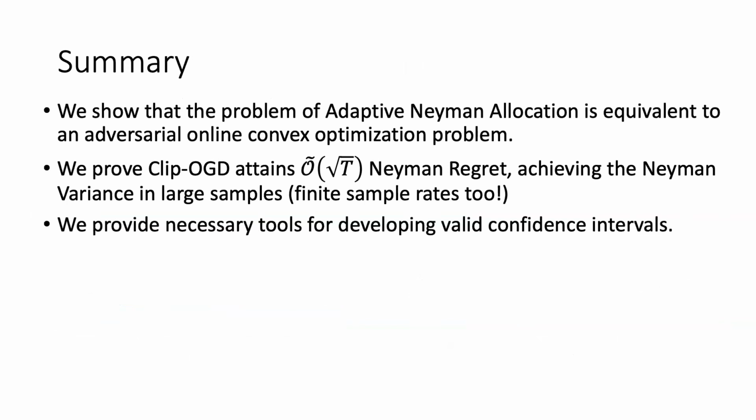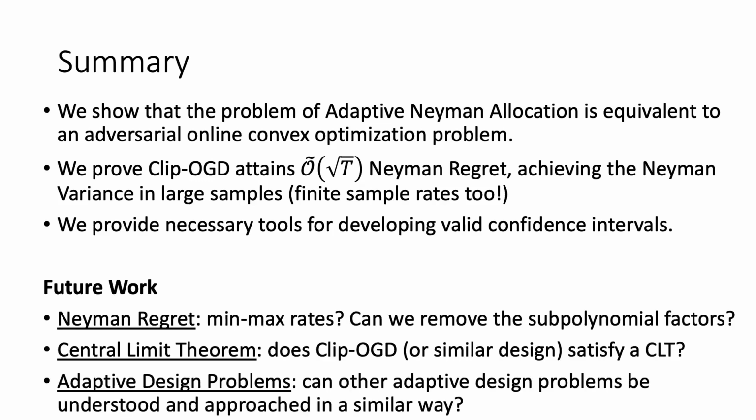Okay, great. So we've shown that adaptive Neyman allocation is equivalent to an adversarial online convex optimization problem. We've shown this algorithm can achieve square root t Neyman regret, implying that it will converge to the true variance. We developed tools for getting valid confidence intervals, and there's lots of future work. Is square root t the best? Can you get something like an instance optimal rate? When can you get log t maybe? Central limit theorems would allow for tighter confidence intervals, and other kinds of problems. If you have covariates, what can happen? Maybe you want to do some kind of selective inference. So that's what the future work is.